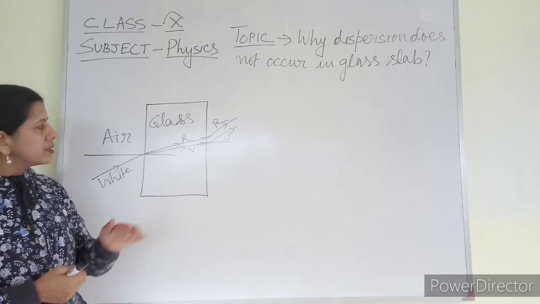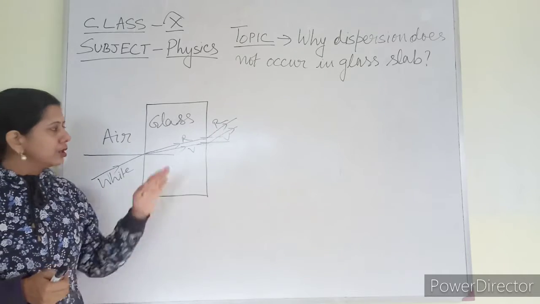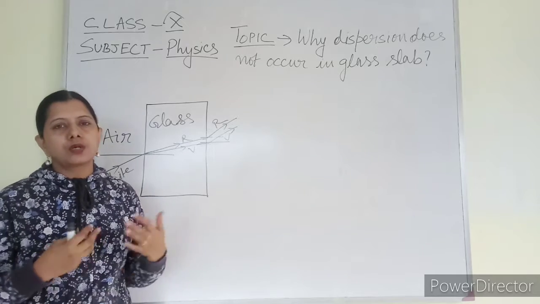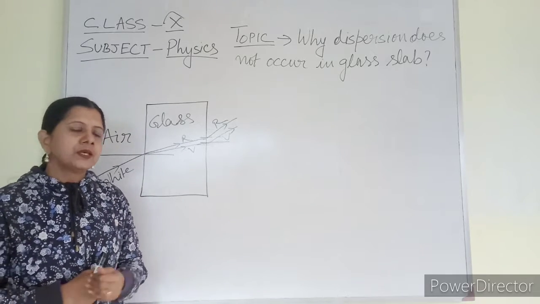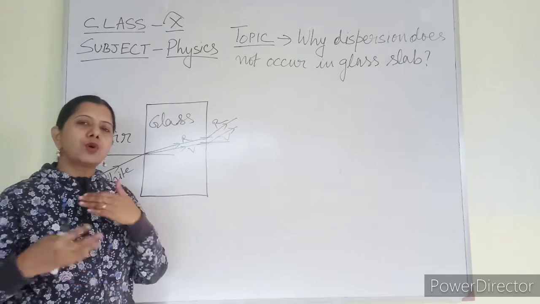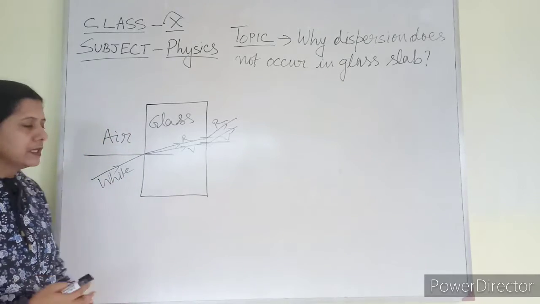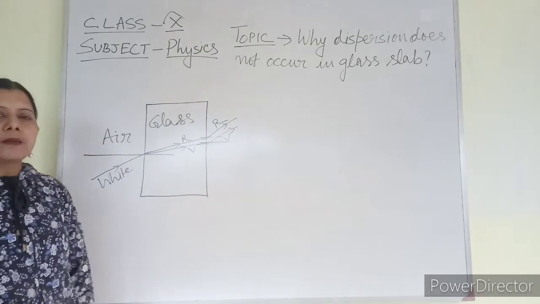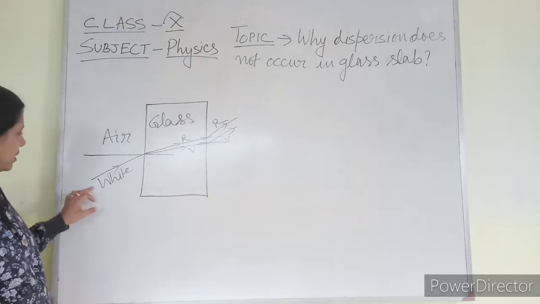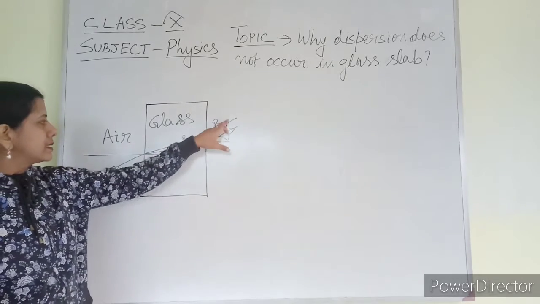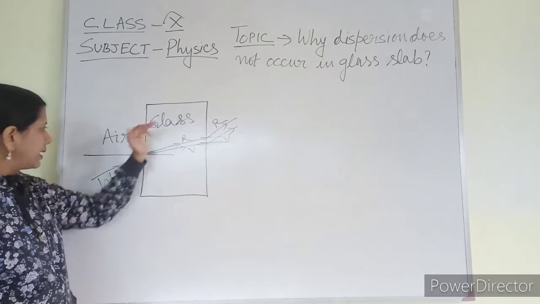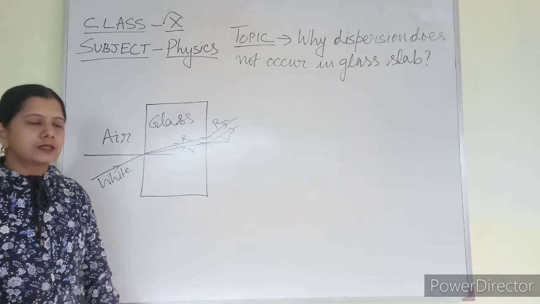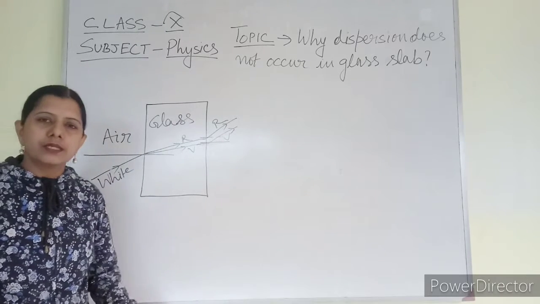But we are unable to see these different colors. Although they are coming out in this way, we are unable to see the colors. What is the reason that we have to find out? In case of glass slab, I have already proved previously that the incident ray and emergent ray are parallel to each other. So here this is the incident ray and this is the emergent ray. So this ray and this ray are parallel. Again, this is the incident ray, this is the emergent ray. So this one is also parallel with this one.